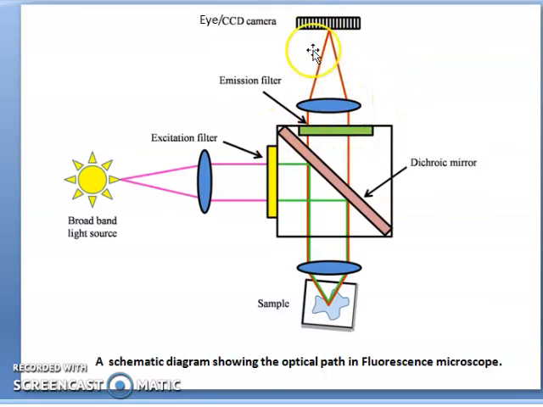The final image is visualized over here either by eye, or more frequently by a CCD, charge coupled device camera, that is further coupled with a screen on which you visualize the images found in the fluorescent microscope. So this is all about fluorescence microscopy, which is based on the concept of fluorescence that is produced by the fluorochromes.